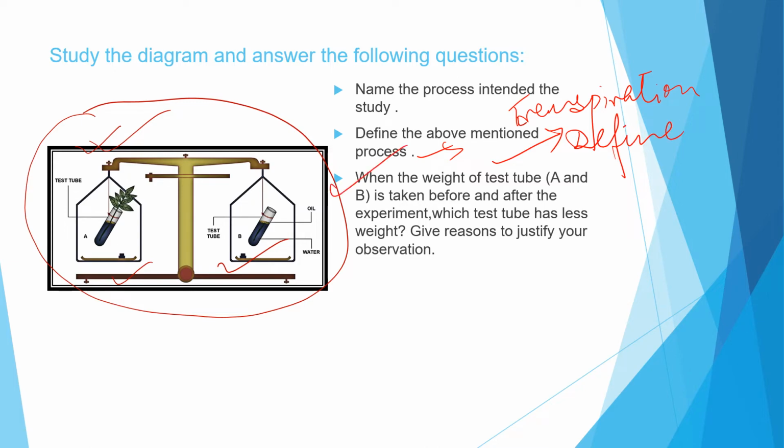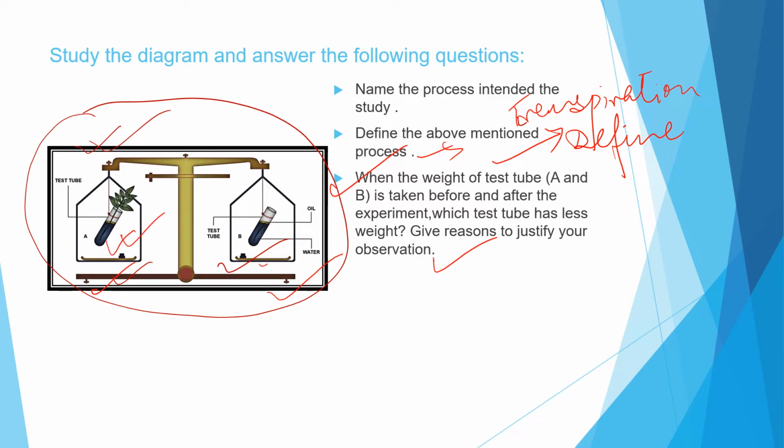Now here the question is, when the weight of test tube A and test tube B is taken before and after the experiment, which test tube has the less weight? Give reasons to justify your answer. You all know that both are of equal weight before the experiment starts. When they are kept under sunlight for 2 hours or more, what will happen?